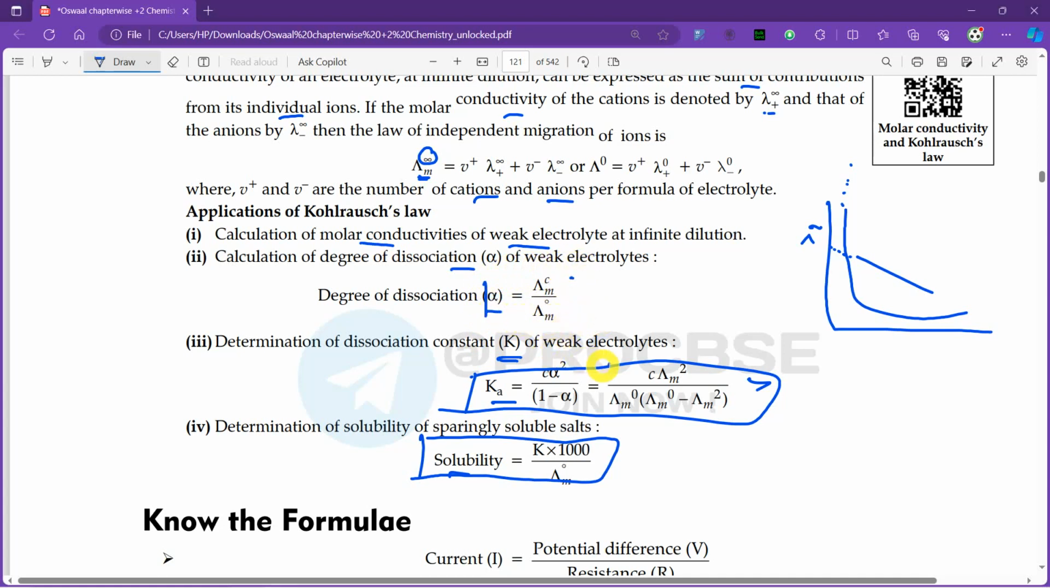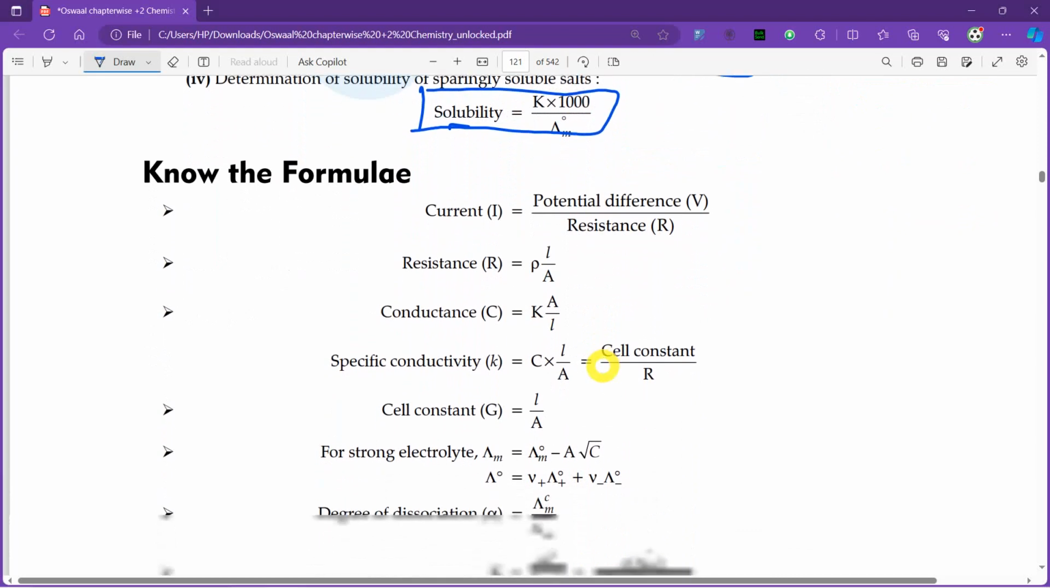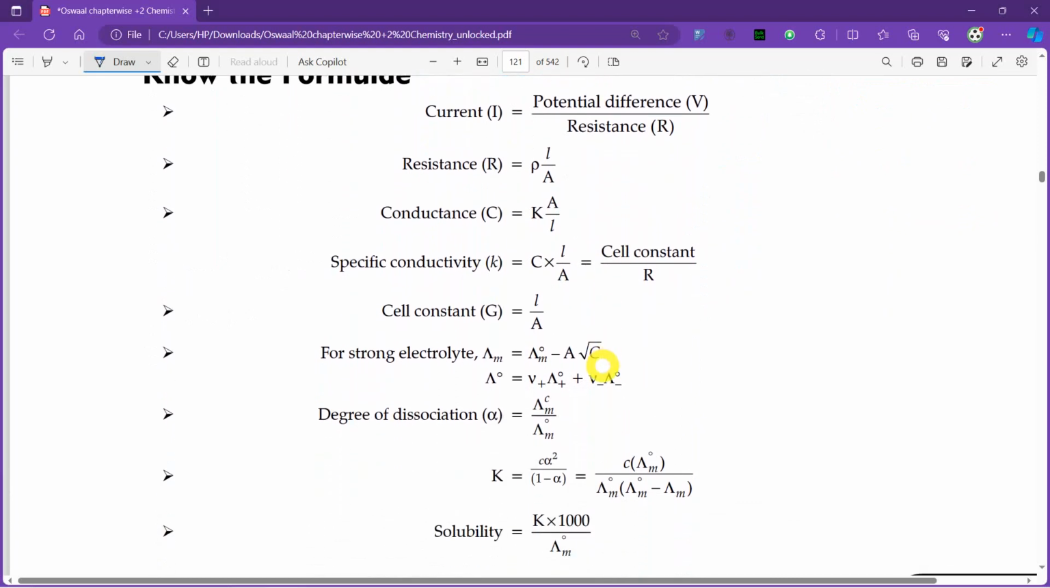Now, let us have a look over the formulas and we will directly go to the numericals. Current I is equal to V by R. Resistance is equal to rho into L by A. Conductance is equal to K into A by L. Specific conductivity is equal to C into L by A, that is equal to cell constant divided by resistance. Cell constant is equal to L by A.